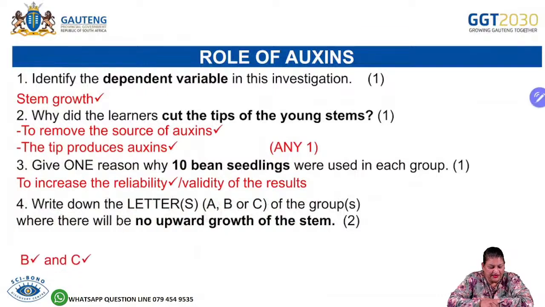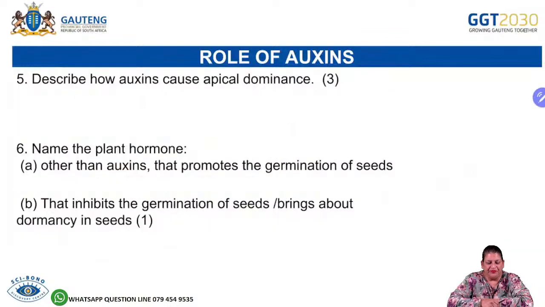But let us look at the answer. There will be no upward growth of the stem in B and C. Right, describe how auxins cause apical dominance. Our first presenter spoke to you about apical dominance. And I want you to know this because there is no question paper that will not ask you about apical dominance relating to plant hormones.